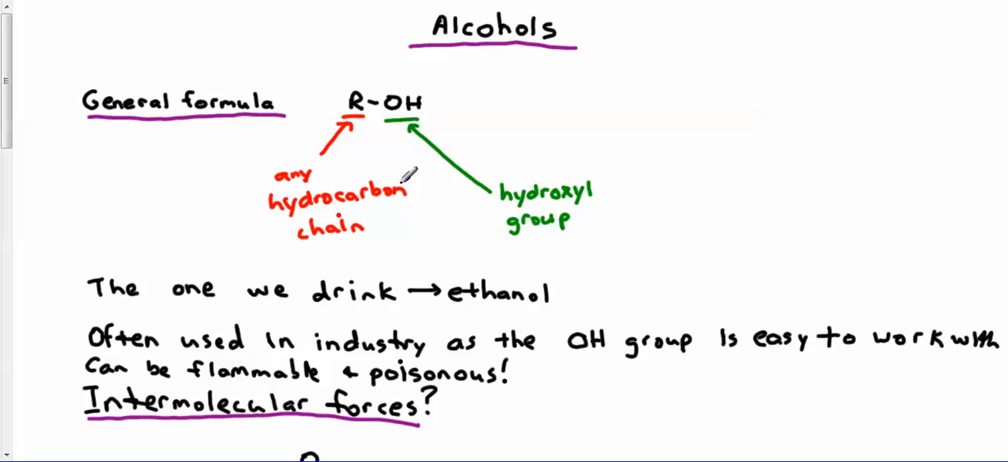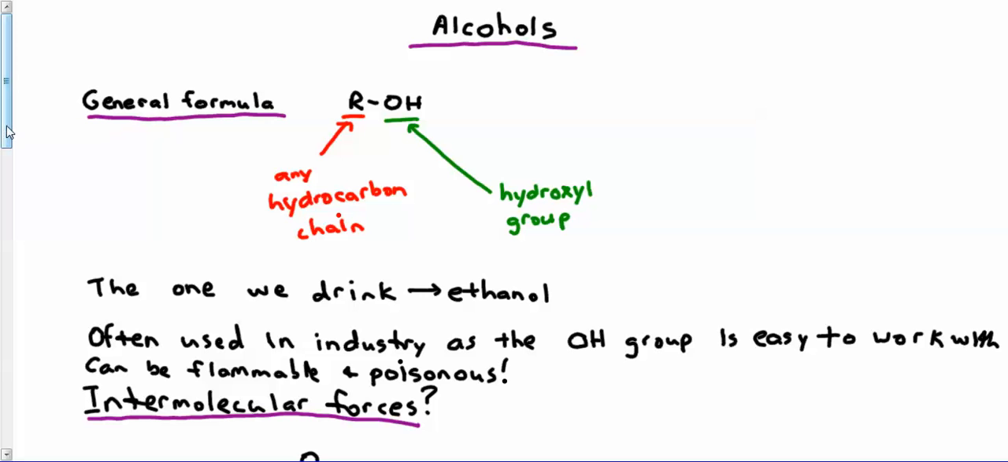Let's talk about alcohols. Alcohols have the general formula ROH, where R is any hydrocarbon chain. And I'm going to be using this notation with all the different classes of molecules with the different functional groups. And then we have the OH, which is a hydroxyl group.